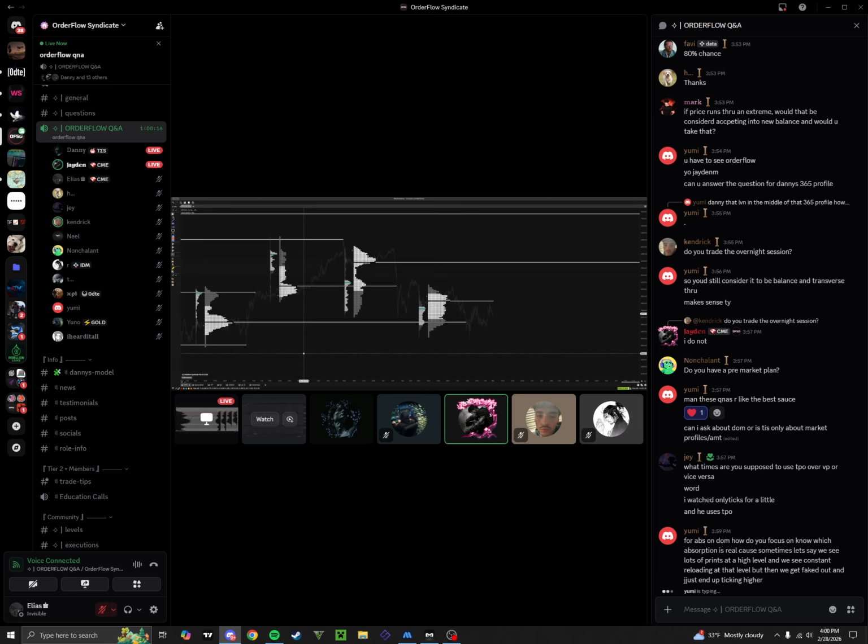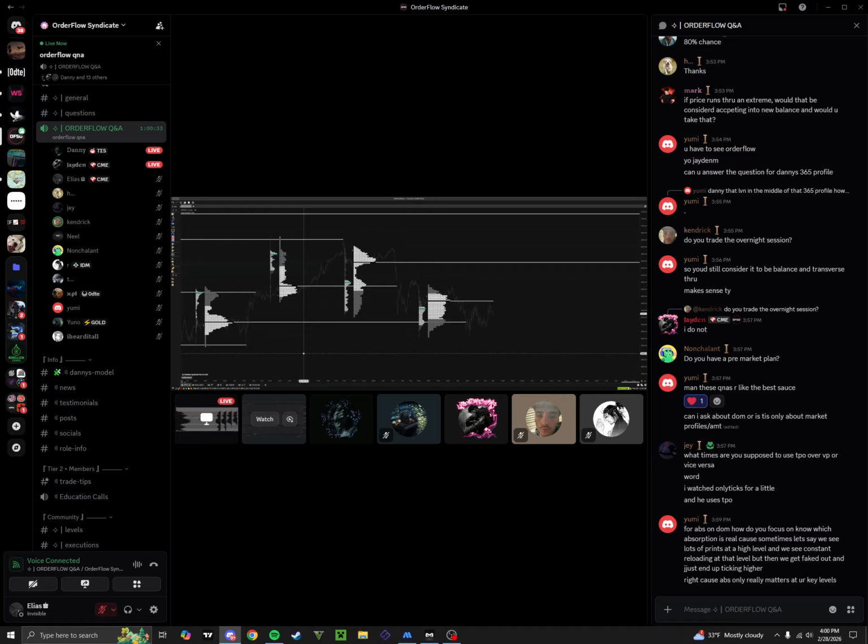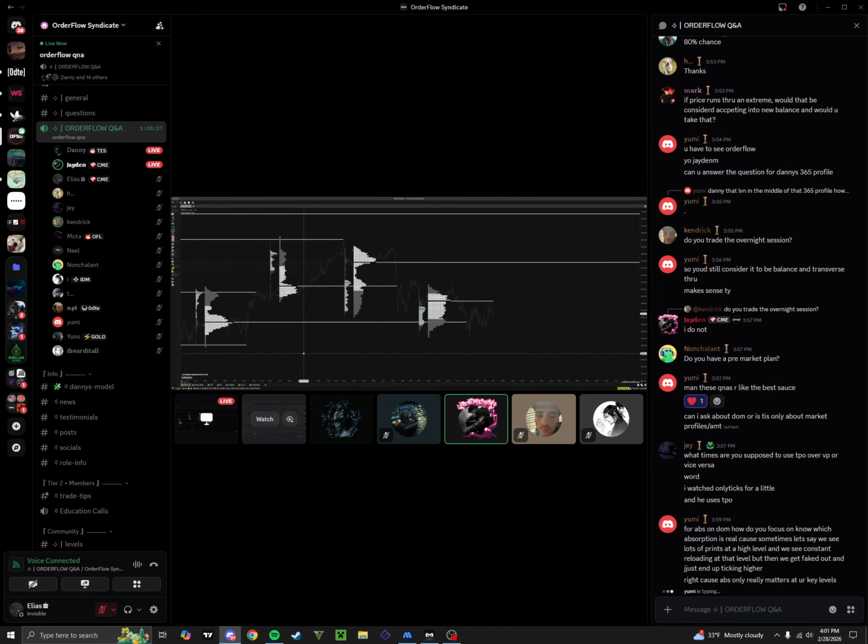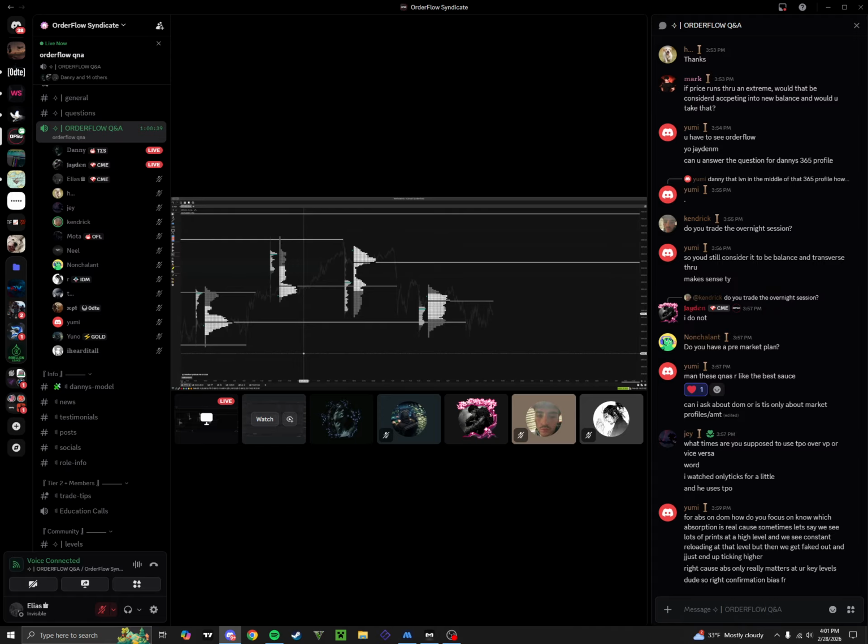Then I start really paying attention to the DOM, because I used to watch the DOM constantly, and I would think I would see something. Yeah, you think you see confirmation bias, because you want to see stuff. Yeah, exactly. I used to struggle with that, and I sometimes still do, but you just gotta trust your context and your levels.